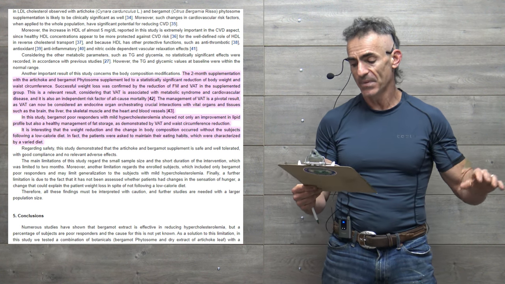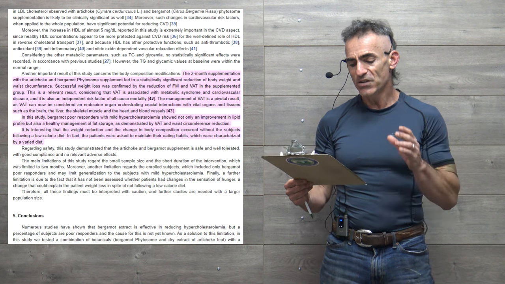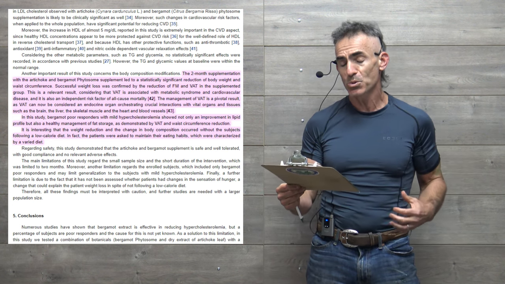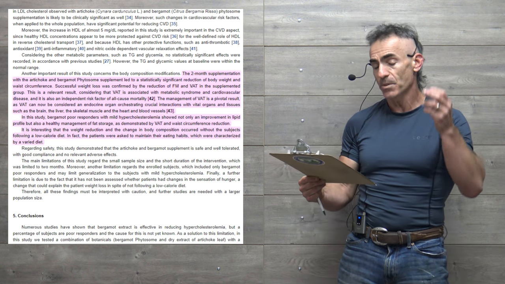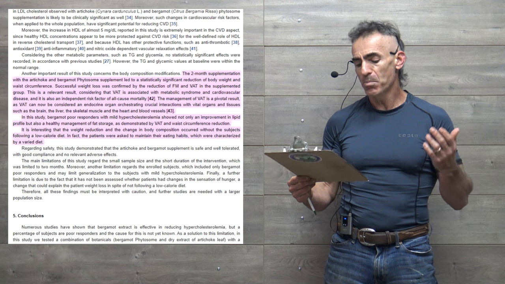all-cause mortality. The management of VAT is a pivotal result, as VAT can now be considered an endocrine organ orchestrating crucial interactions with vital organs and tissues such as the brain, liver, skeletal muscle, heart, and blood vessels.